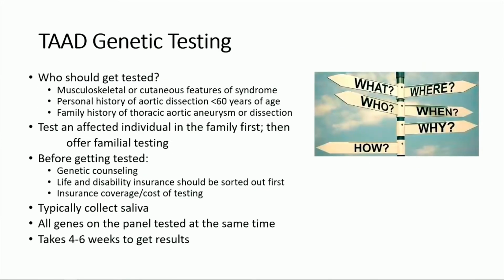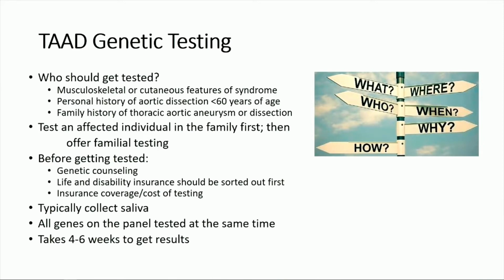So who should get tested? Clearly, if you have any musculoskeletal or cutaneous features of a syndrome. We typically also think of people who have a history of aortic dissection or larger aneurysm before 60 years of age, or if there's a family history of sudden cardiac death, aneurysm, or dissection. We typically like to test an affected person first in the family and then test other people who might have normal aortas in the family.